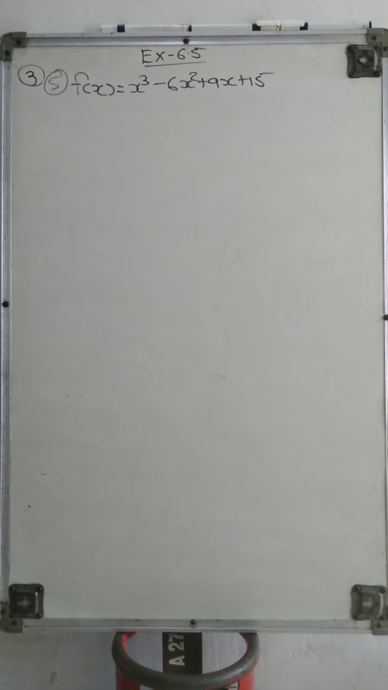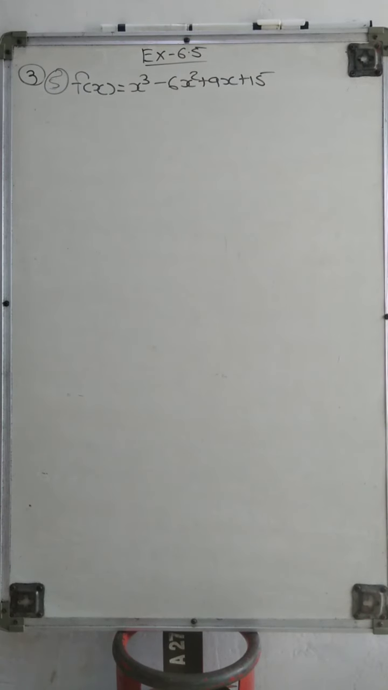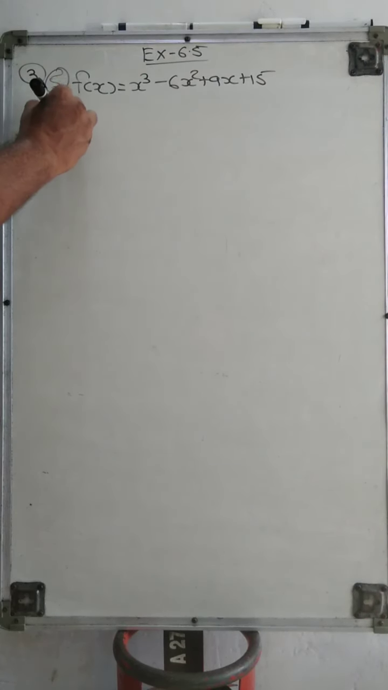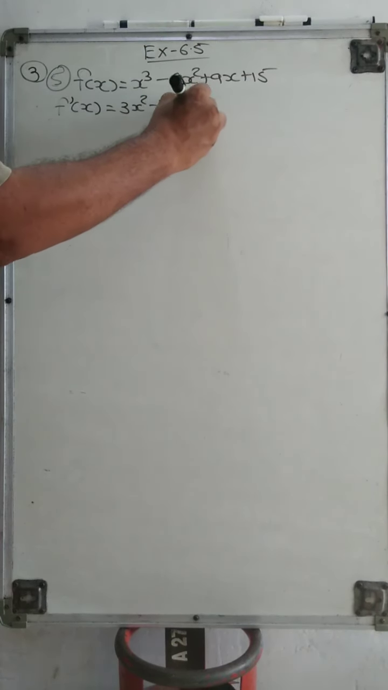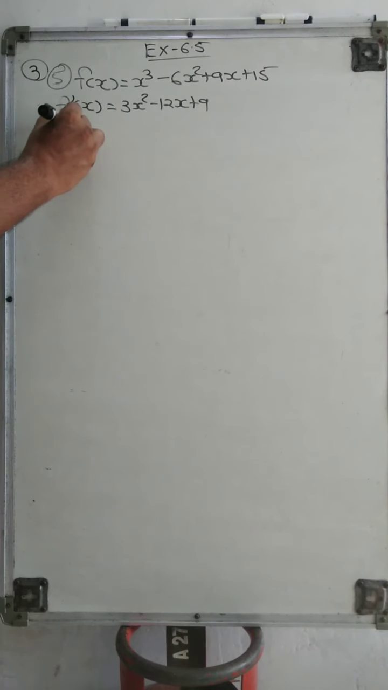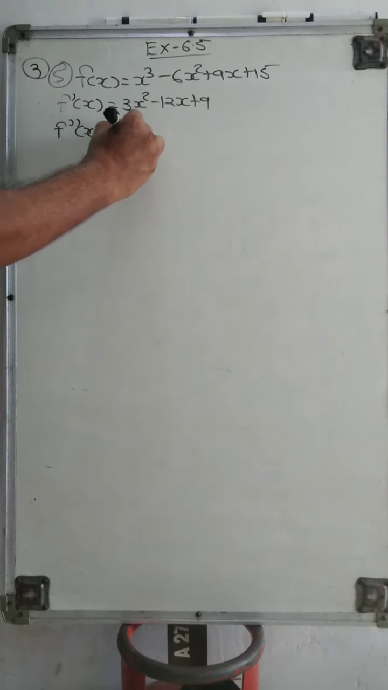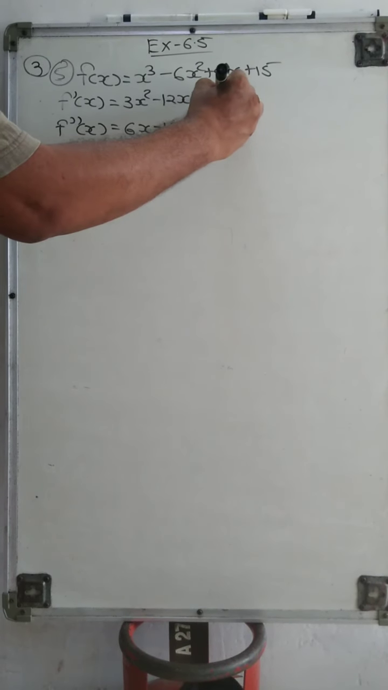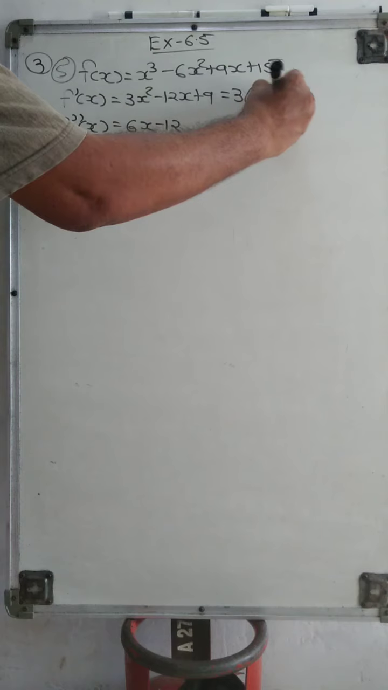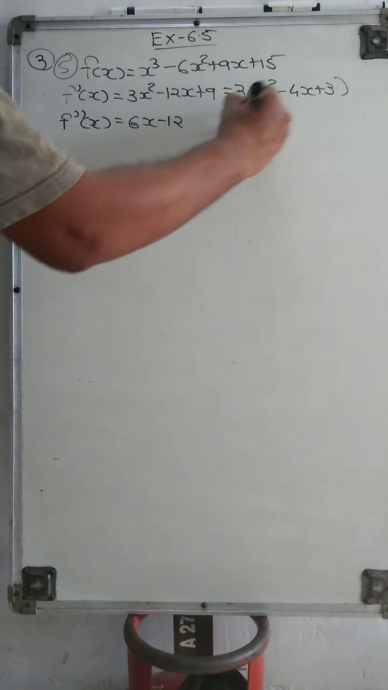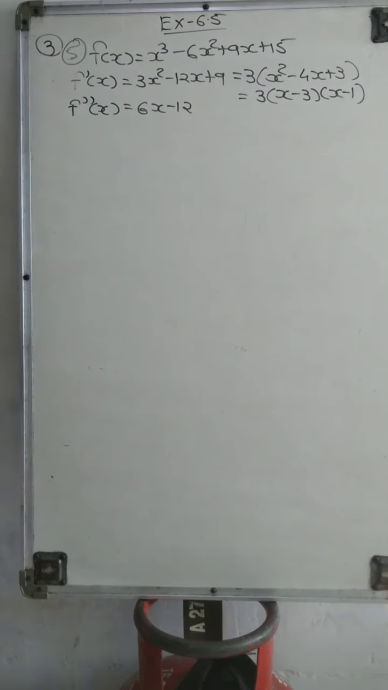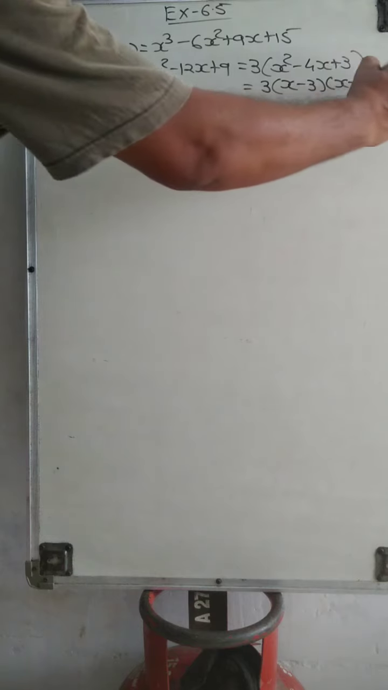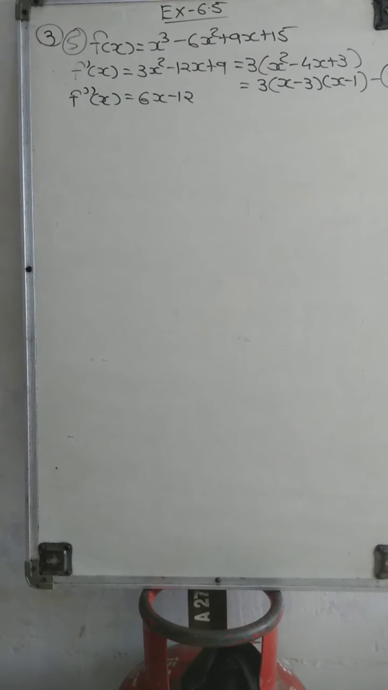Next, 5. f(x) equals x cube minus 6x square plus 9x plus 15. First we find f dash x, which is 3x square minus 12x plus 9, and then f double dash x, which is 6x minus 12. Now we simplify: x square minus 4x plus 3, which is 3 times (x minus 3) and (x minus 1). So there are two critical values, 3 and 1.